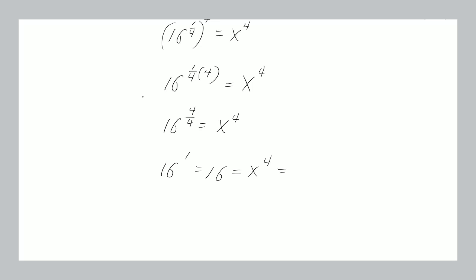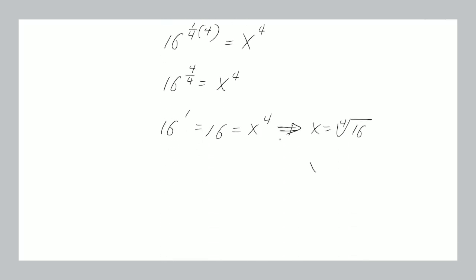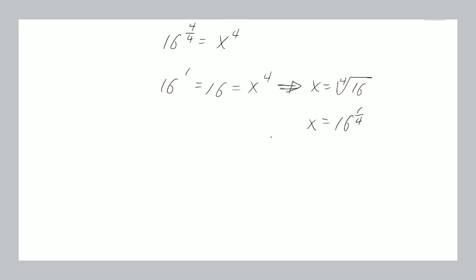In other words, x is the fourth root of 16, right? So x is the fourth root of 16. But what did we start with at the top? x is 16 to the power of 1 over 4. So the fourth root of 16 is 16 to the power of 1 over 4.